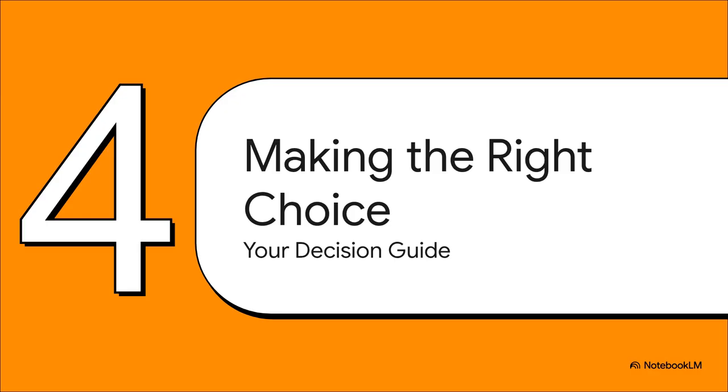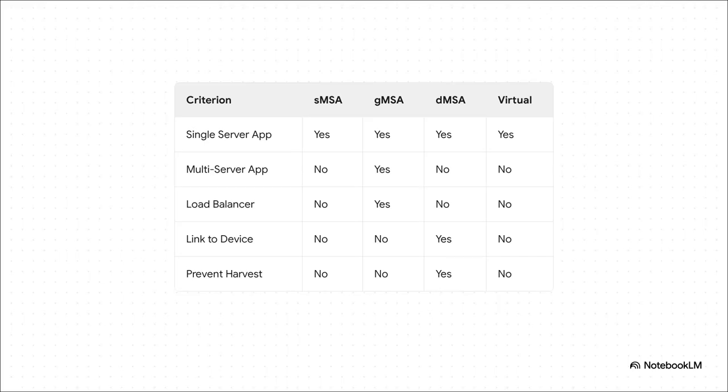So how in the world do you choose the right one for the job? Let's break it down right now. Look at this. This table right here is your ultimate cheat sheet. It lays everything out side by side. As you can see pretty clearly, the right choice really depends on your specific situation. Does your app run on a bunch of servers? Is stopping credential theft your absolute number one priority? Let's just walk through it with a few quick questions.